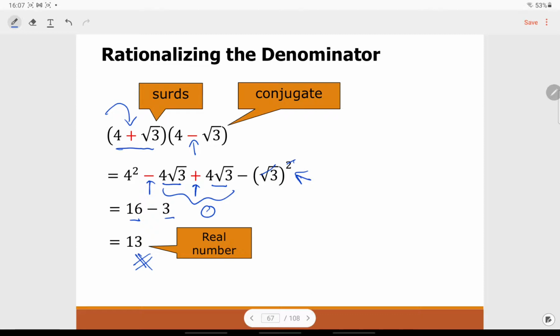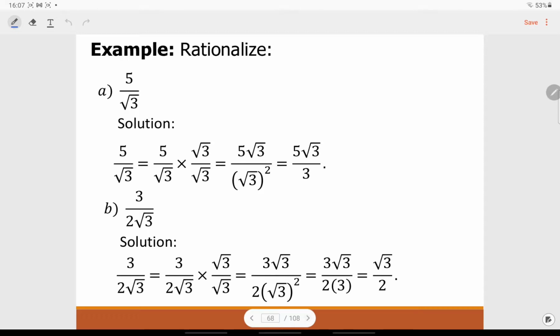So that is how to rationalize a surd: we come up with the conjugate. Now the example asks you to rationalize the given expression. We have 5 over surd 3. How do we rationalize this one? Because the denominator is a surd, we simply multiply by the conjugate, which is surd 3 over surd 3.